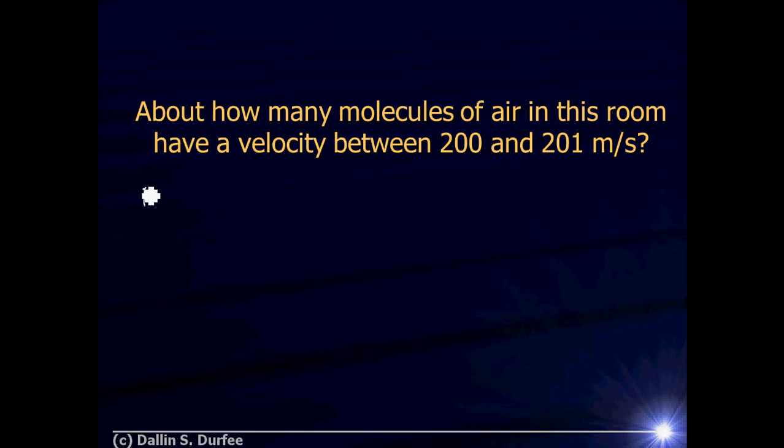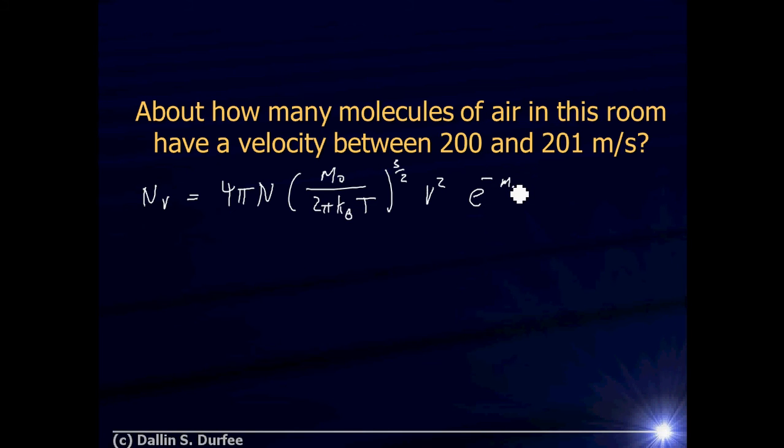The book gives you this equation. N sub v is equal to 4 pi N times (m naught over 2 pi k Boltzmann T) to the 3/2 times v squared e to the minus m naught v squared over 2 k Boltzmann T. N is the number of molecules in our gas. m naught is the mass of the molecules in our gas. k Boltzmann is Boltzmann's constant. T is the temperature in Kelvin. v is the velocity.